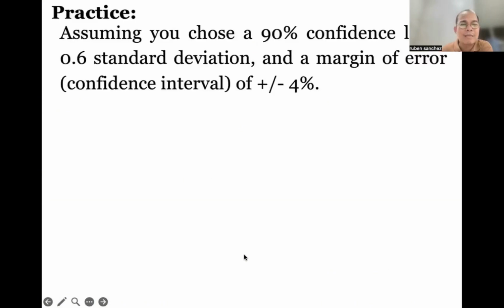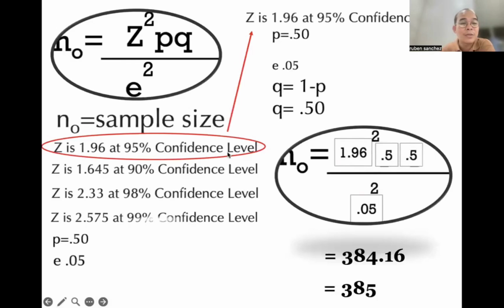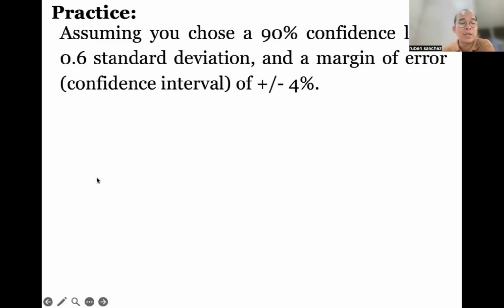Now let's have another example. Assuming you chose a 90% confidence level, 0.6 standard deviation, and a margin of error or confidence interval of plus minus 4%. So we have here the 90% confidence level. We will check now the Z value. Let's go back to this one. The Z value is 1.645. So we will use that in determining the sample size of the given problem.